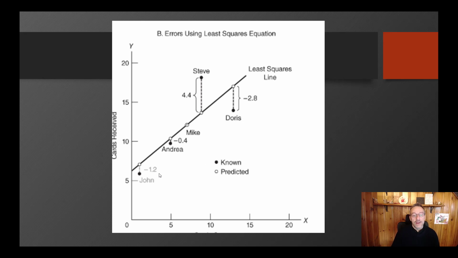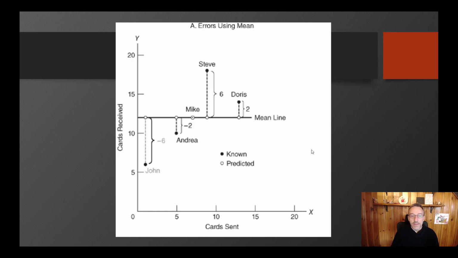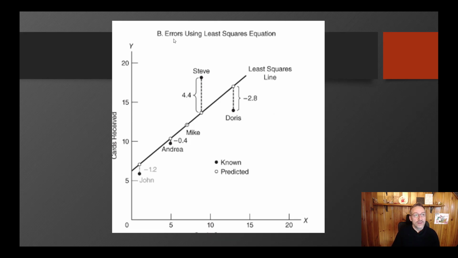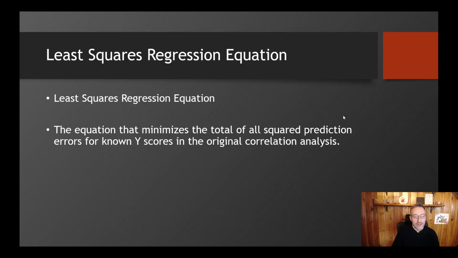And so in theory, by using cards sent, we could probably make a better prediction on cards received compared to using the mean. If we say we're using the mean as a predictor, it's almost like saying we're not using a predictor at all. And so yeah, these will be the errors using this equation that we're going to go through.